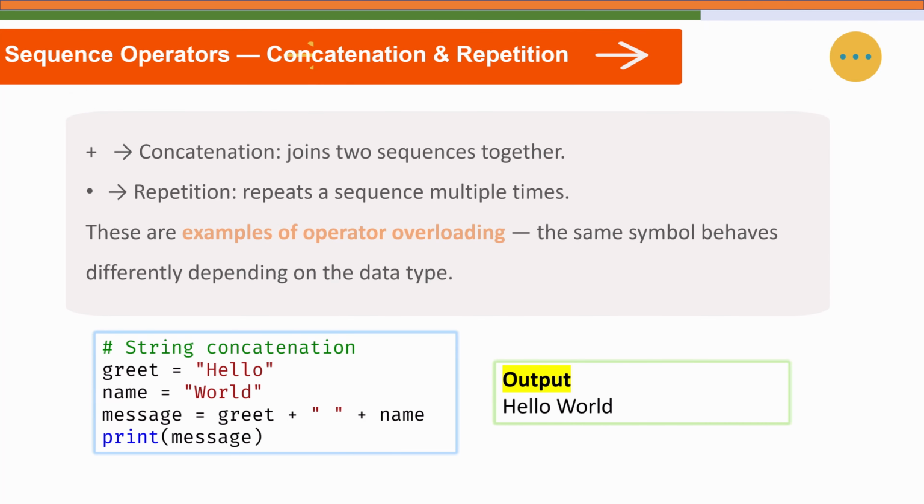Python sequence operators make working with strings and lists very intuitive. The plus sign joins sequences together. This is called concatenation. When we write "hello" plus "world", Python builds a brand new string containing both. The originals stay the same because strings are immutable. We will see what immutable and mutable objects are in a moment.